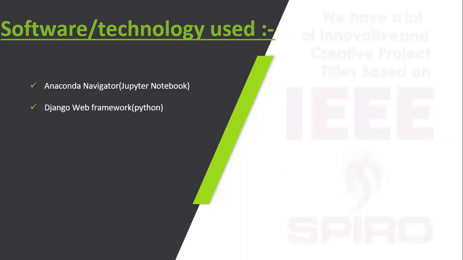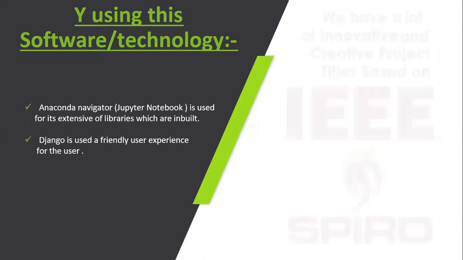The software we have used is Anaconda Navigator. In Anaconda Navigator, we are going to use Jupyter Notebook, and the framework we use for the web application is the Django framework. So why are we using Anaconda Navigator? Anaconda Navigator has all the libraries built in, so there is no need to install the libraries again, and we can directly import from the library. And Django is a web application with a user interface, so it makes the experience easy for the user.